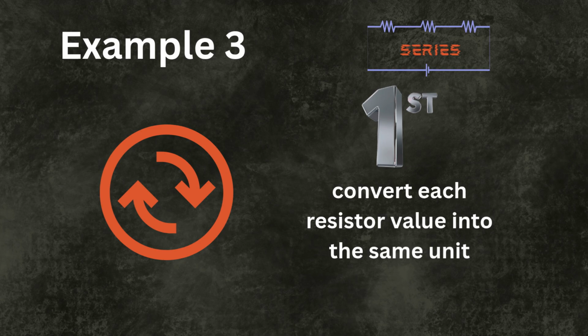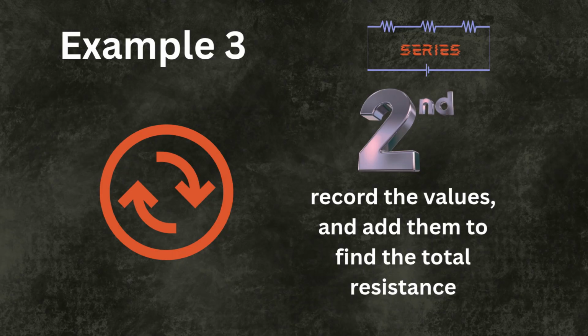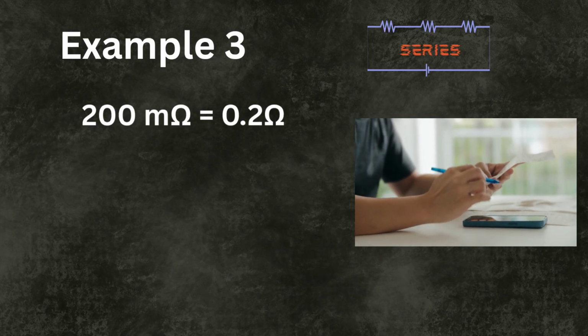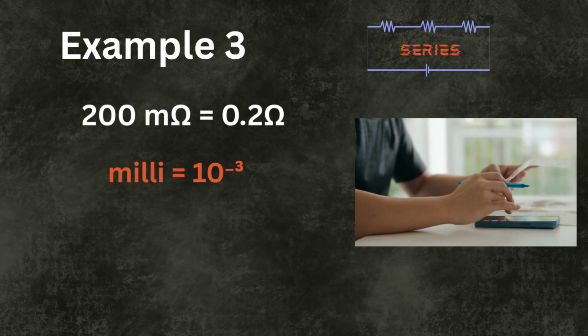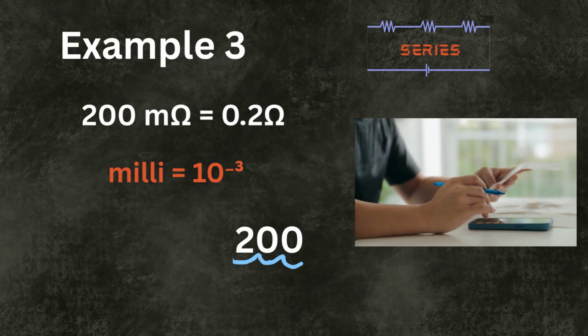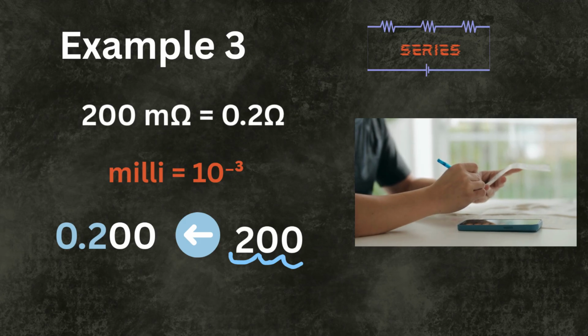First, convert each resistor value into the same unit. Record the converted values, and then add them together to find the total resistance. Resistor 1, 200 milliohms equals 0.2 ohms. Because milli means 10 to the power of minus 3, we move the decimal point 3 places to the left to get the result 0.2.